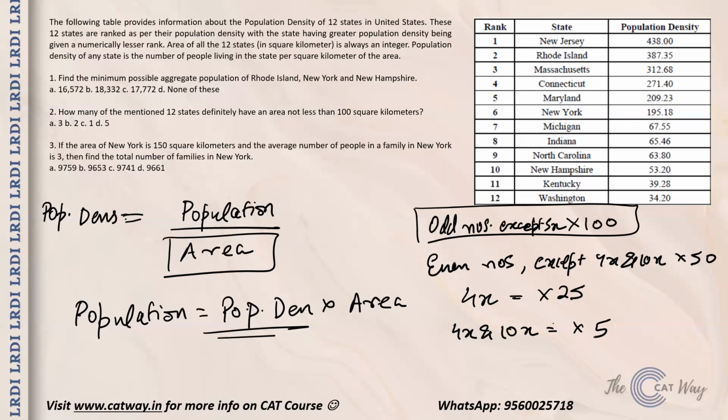Now, the odd multiples of 5x need to be multiplied by 20. And the numbers which are multiples of 20 need to be multiplied with 5.